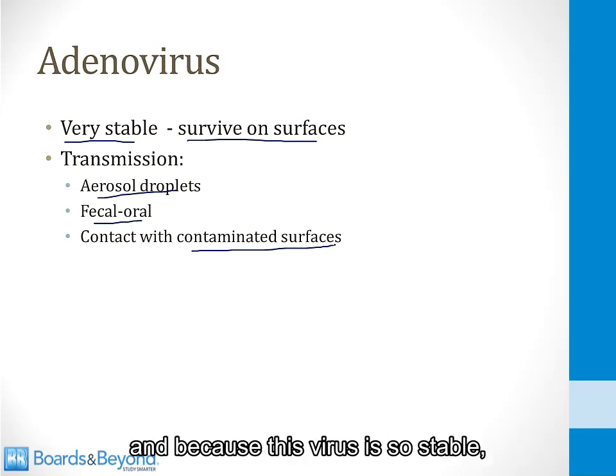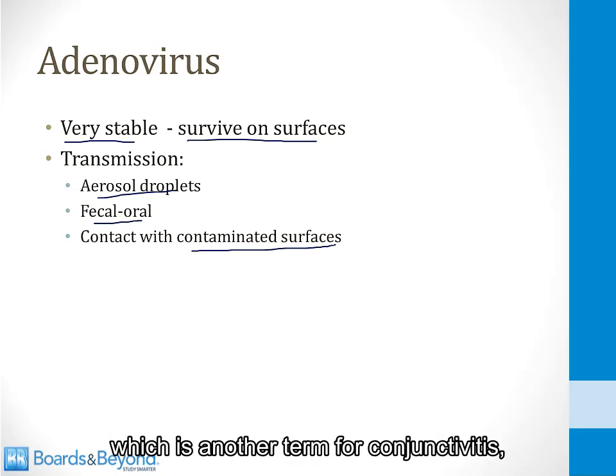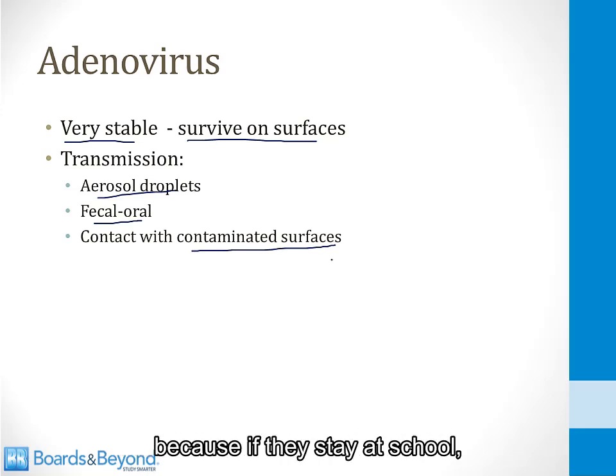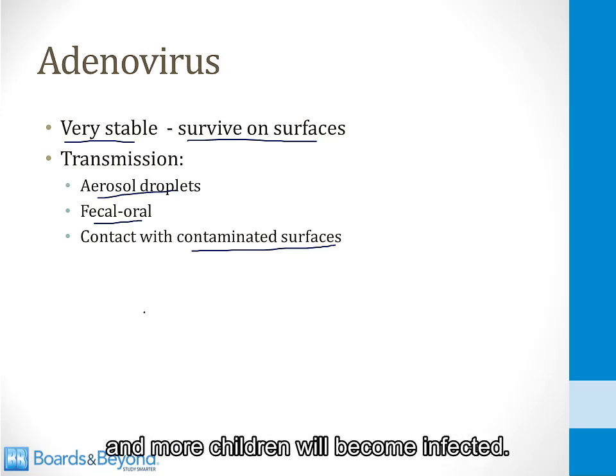And because this virus is so stable, that's why children who develop pink eye, which is another term for conjunctivitis, are often sent home from school, because if they stay at school, they will often spread the virus around the school and more children will become infected.